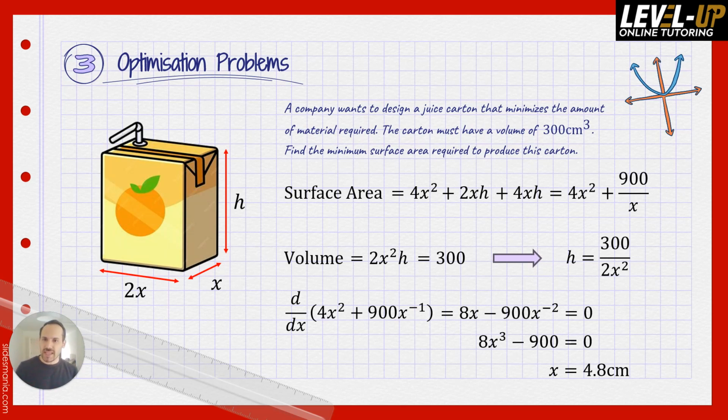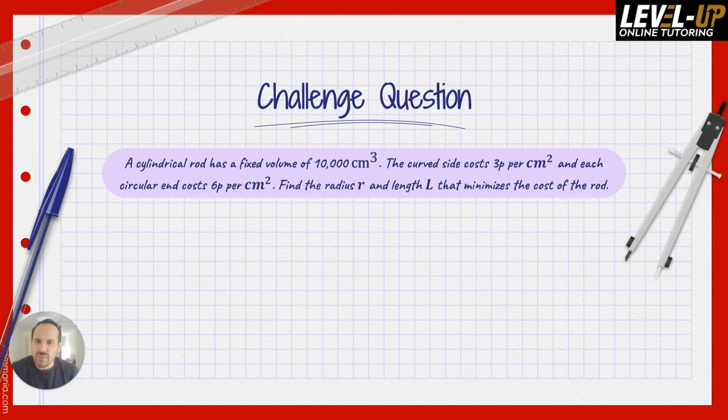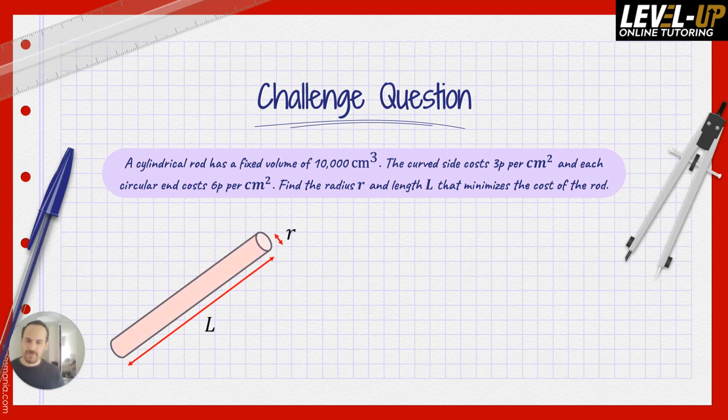Right, so let's leave it there. I'll give you a similar kind of problem, but I've made it a little bit trickier to make it our challenge problem for the week. What we have here is a cylindrical rod that has a fixed volume of 10,000 centimeters cubed. So we have something like this, and the length of that rod is labeled L. The radius of that little circular bit on the end is R, so it's quite small.